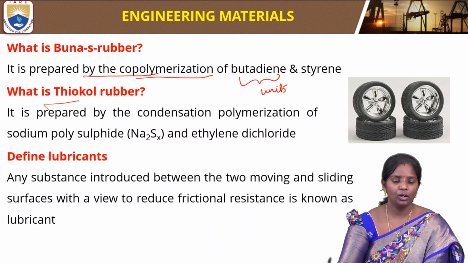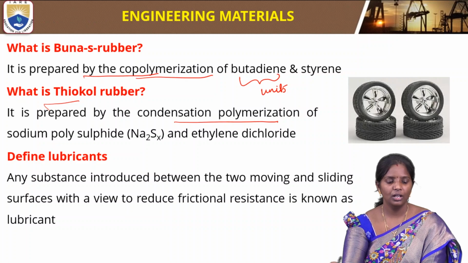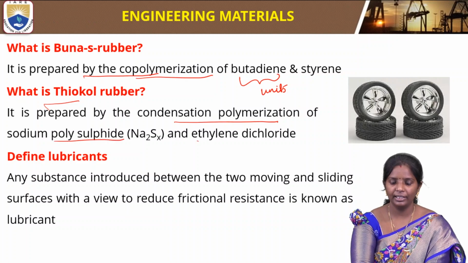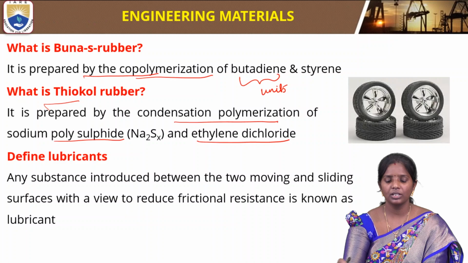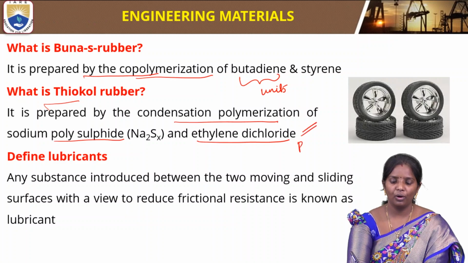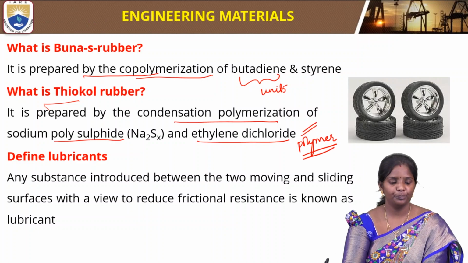What is thiokol rubber? It is prepared by condensation polymerization of sodium polysulfide and ethylene dichloride. Sodium polysulfide and ethylene dichloride are condensed together to produce thiokol rubber. What happens in condensation? Some byproduct comes out and they form a polymer. The polymer forming from this condensation, one example is thiokol rubber.